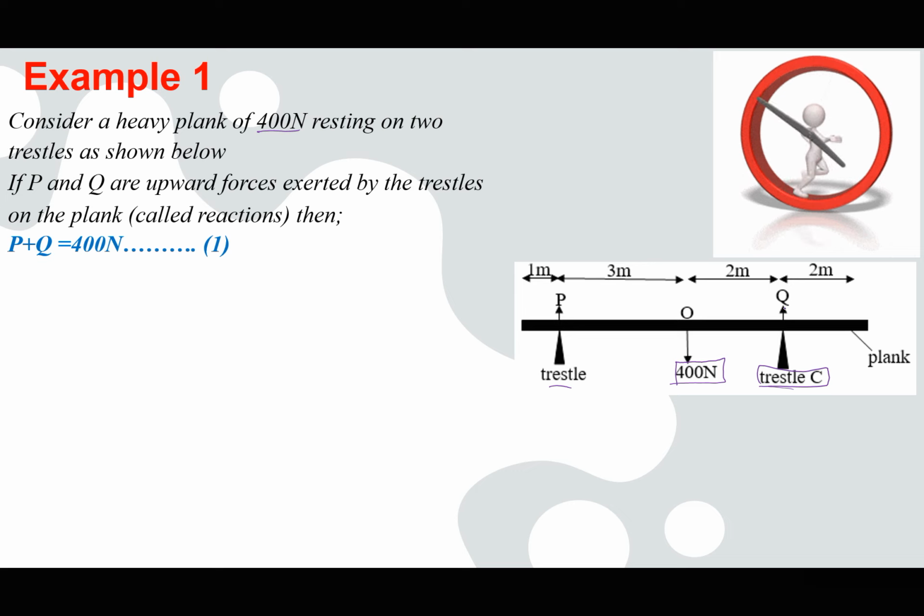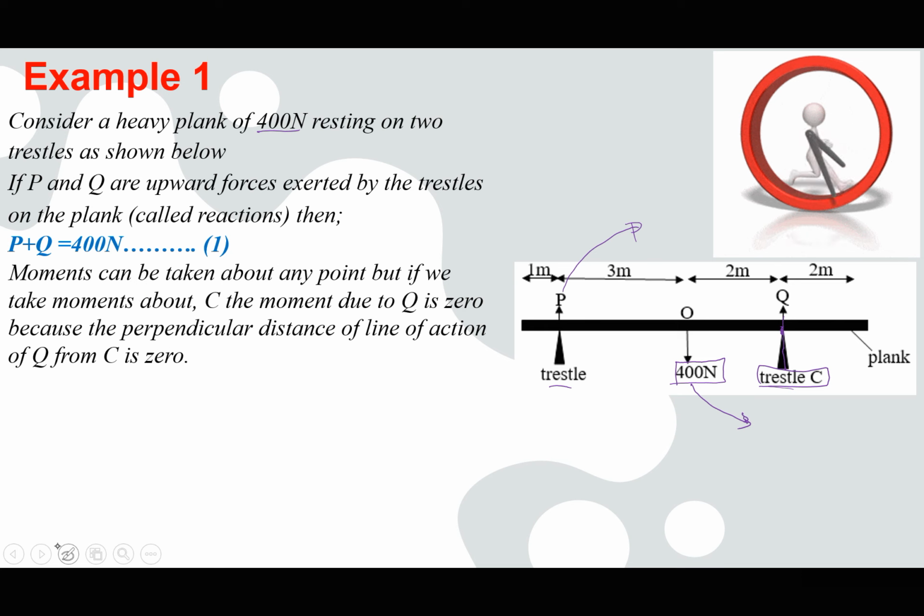The normal reaction force at Q, we don't have a moment about this point because its line of action goes through the point where we are taking moments. But P would be pulling the beam in that direction with respect to this fixed point, so it would be causing a clockwise moment. And the 400 newtons will be pulling the beam in this direction with respect to the point where Q is, or where the trestle C is. That means 400 newtons will be causing an anticlockwise moment. And if there is equilibrium, these two should be equal.